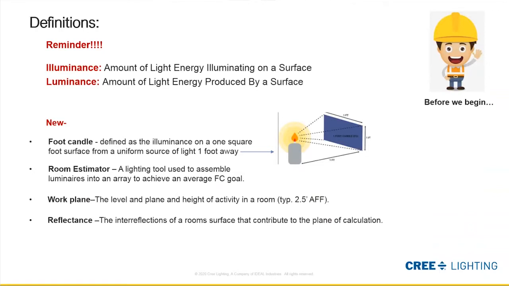These are the physical attributes of a surface in a room, mainly the color and texture. These all contribute to interreflections of the ceiling, floor, and walls that directly influence our illuminance calculations.